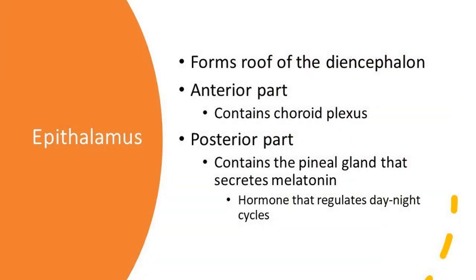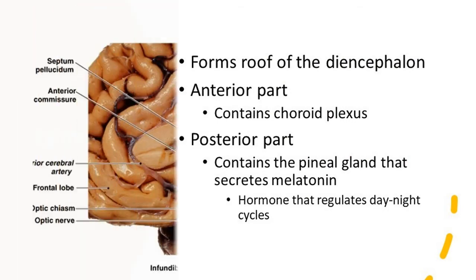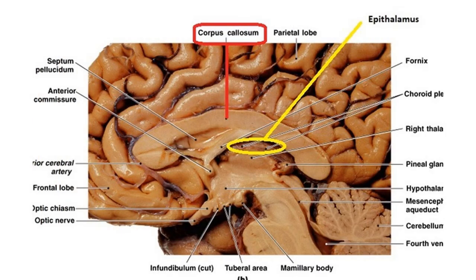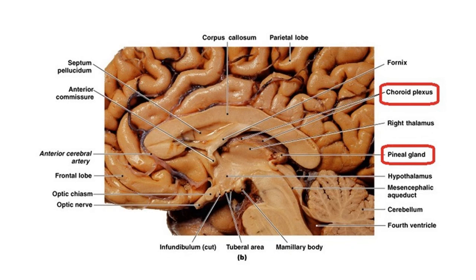Epithalamus forms the roof of the diencephalon and there are two parts. What you see in this diagram is the sagittal section of the brain, and epithalamus is located below the corpus callosum as anterior part and posterior part. Anterior part is choroid plexus, and choroid plexus secretes cerebrospinal fluid.